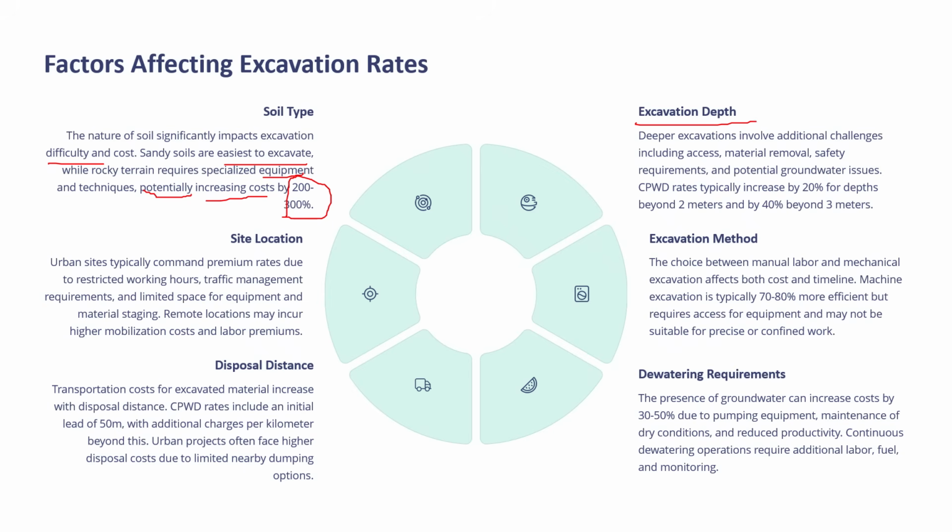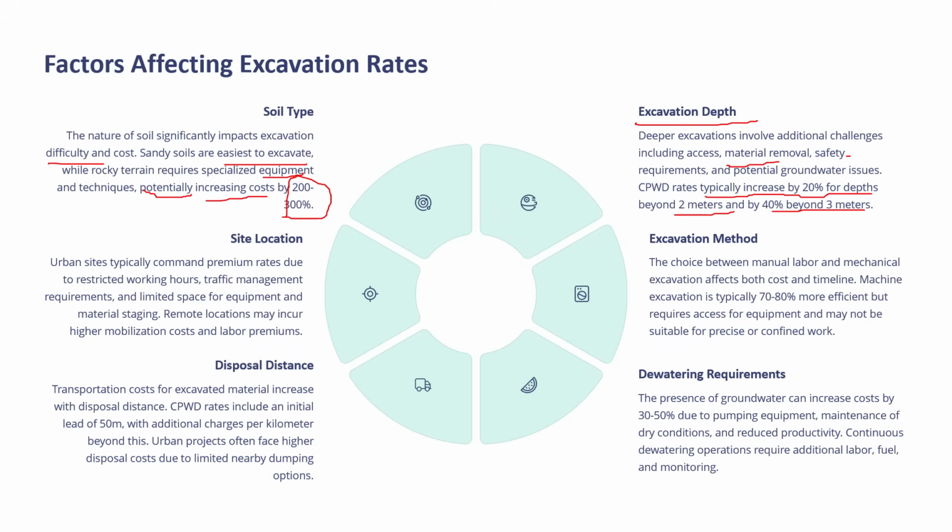And then excavation depth. As the depth increases, the rate also increases. Deeper excavation involves additional challenges, including access, material removal, safety requirements, and potential groundwater issues. The CPWD rates typically increase by 20% for depth beyond 2 meters and 40% if the depth is more than 3 meters.